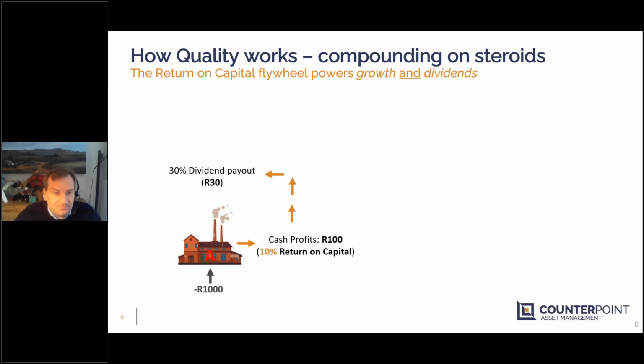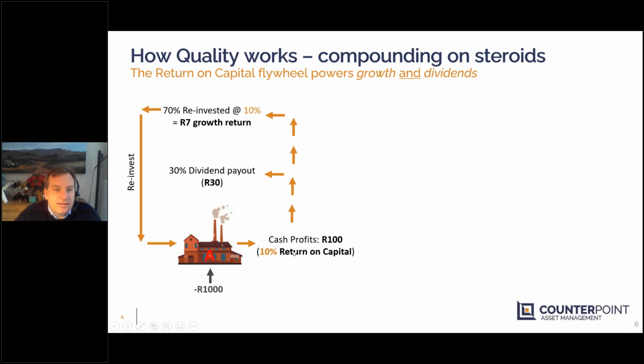Let's assume we have a 30% dividend payout ratio, so we have 30 Rand. With the other 70 Rand, we can invest in the business, reinvest. But we're reinvesting at 10%. So we make a further 7 Rand return from growth. So that reinvestment could be represented graphically by putting it back into the business.